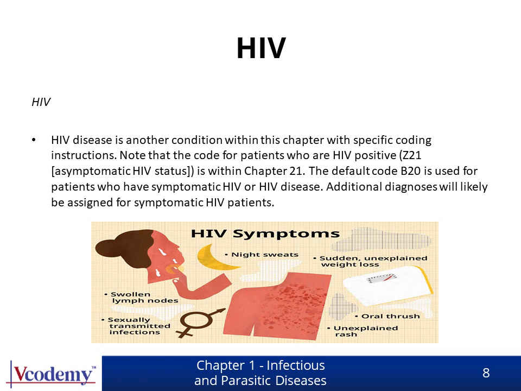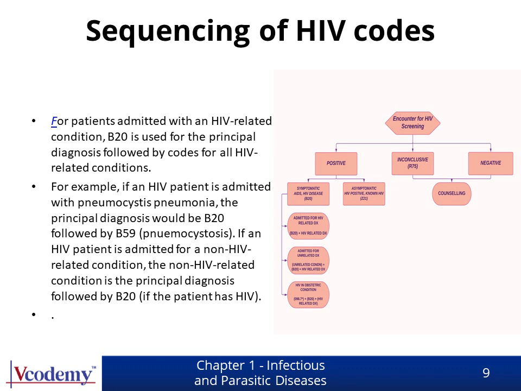B20 is for symptomatic HIV. Z21 is for asymptomatic HIV status. So, because you are having a code for HIV, that is B20, followed by all the manifestation codes, you will have multiple ICD codes. So then how would you sequence them? Which will be the principal diagnosis? Which will be the first code you will present to the insurance?